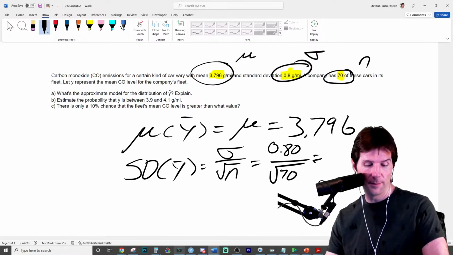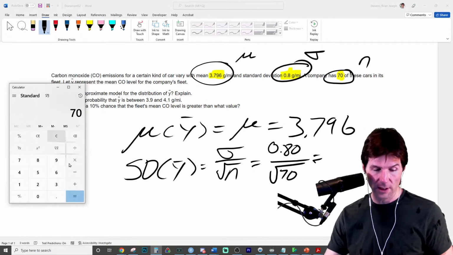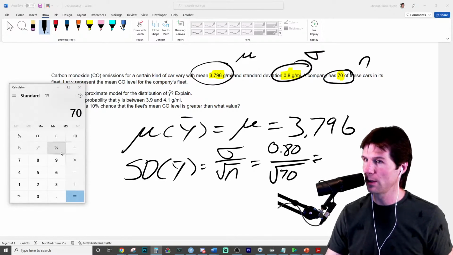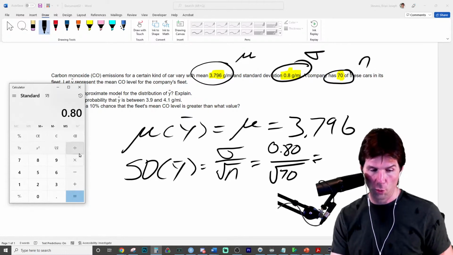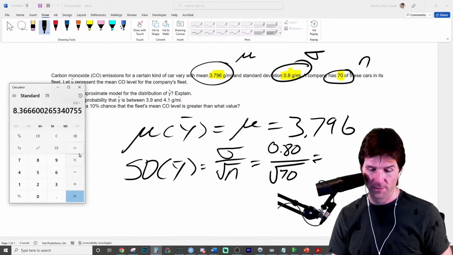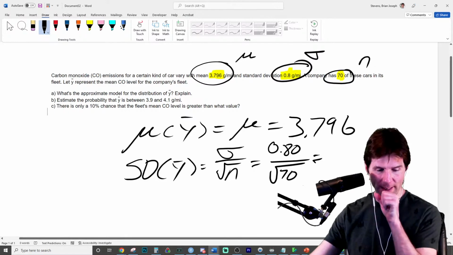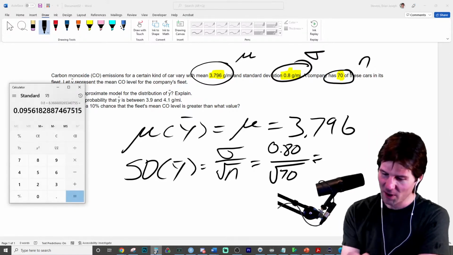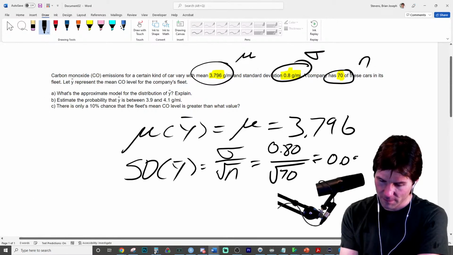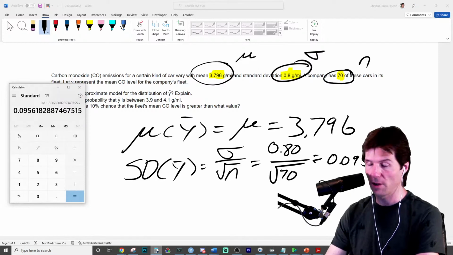And so now, let's do 70. Oh, my brain's breaking. I was going to solve it, and then my brain said, nope. What am I doing? Wake up. There we go. 0.0956. Sorry, probably just made someone yawn. There we go. That is the standard deviation.